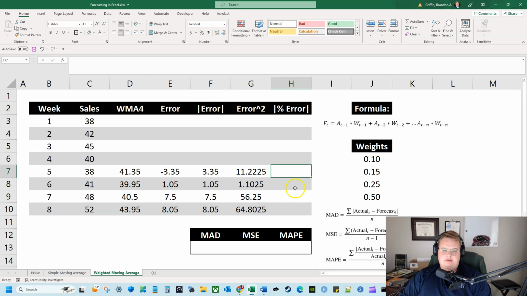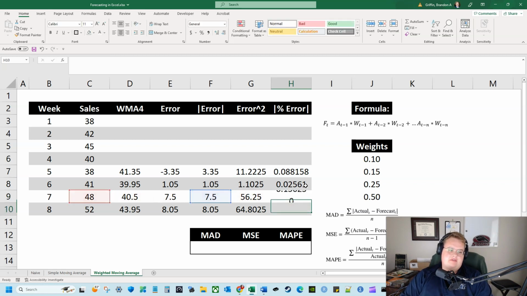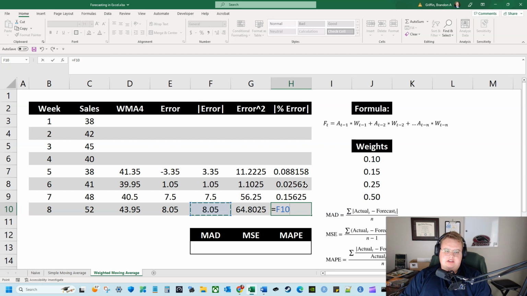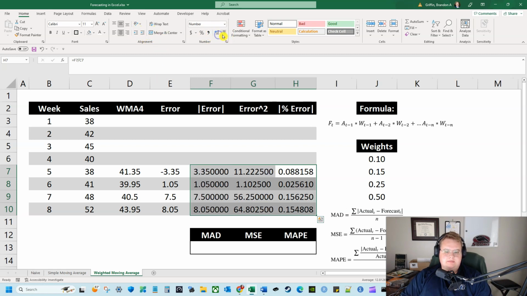All right. And then to do the percentage of error, I do the absolute error divided by the actual. So I need to do 3.35 divided by the actual of 38. I need to do the absolute error of 1.05 divided by the actual 41. I need to do 7.5 divided by 48. And lastly, I need to do 8.05 divided by the actual of 52. So let me come in here. Let me change these to be 2 decimal places.